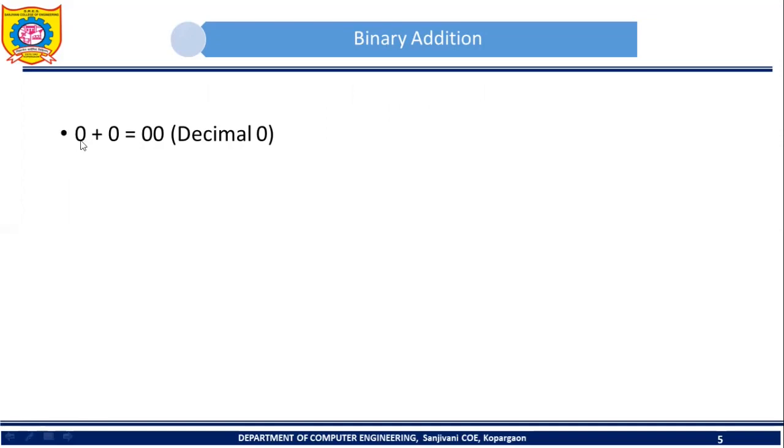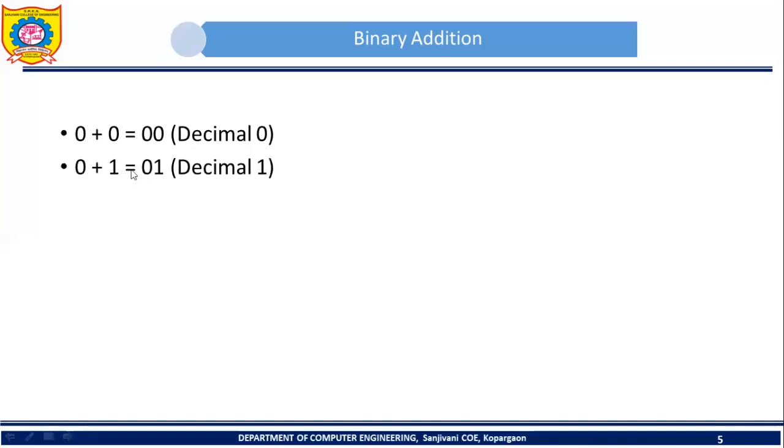So suppose input is binary and here output is also binary. So if we add these two bits 0 plus 0, then obviously our result will be 0 0. So this is binary number. If I convert it into decimal, then decimal equivalent will be 0.